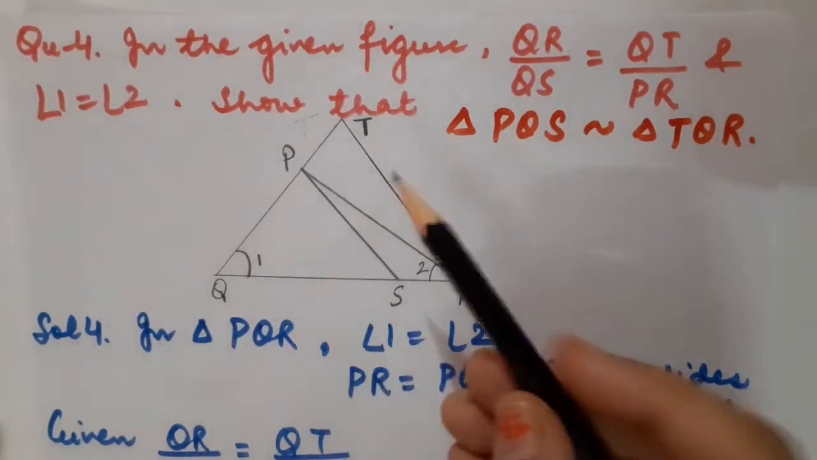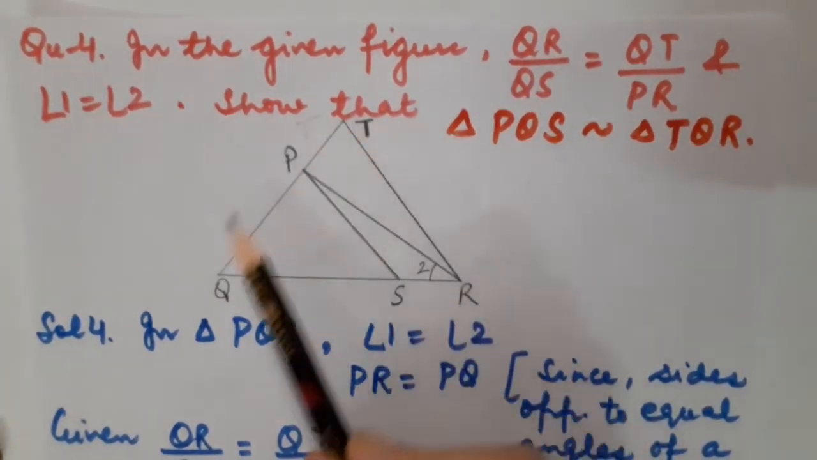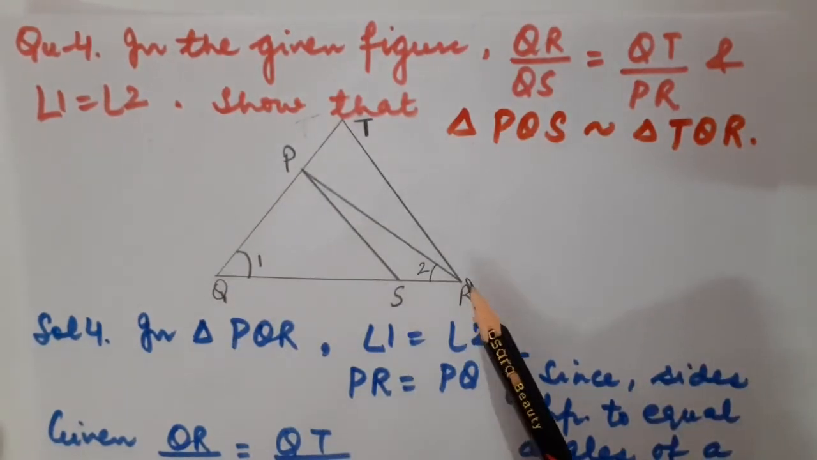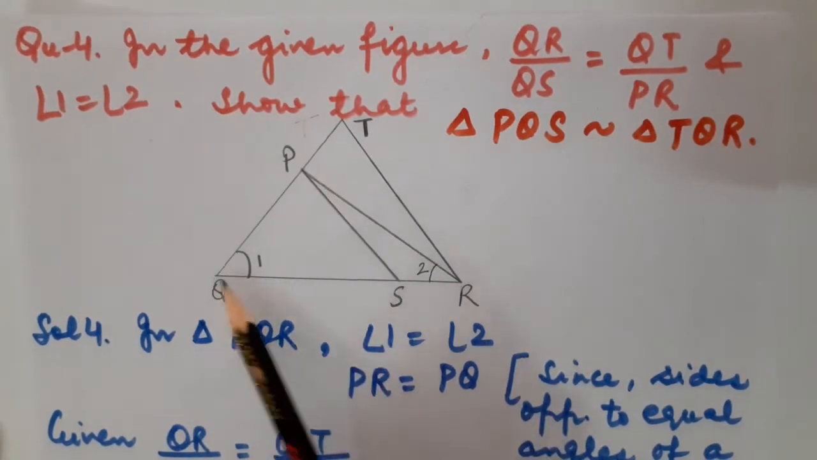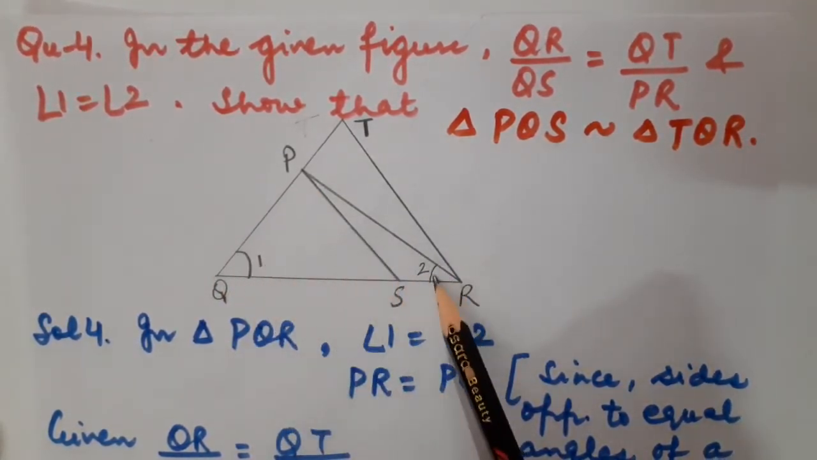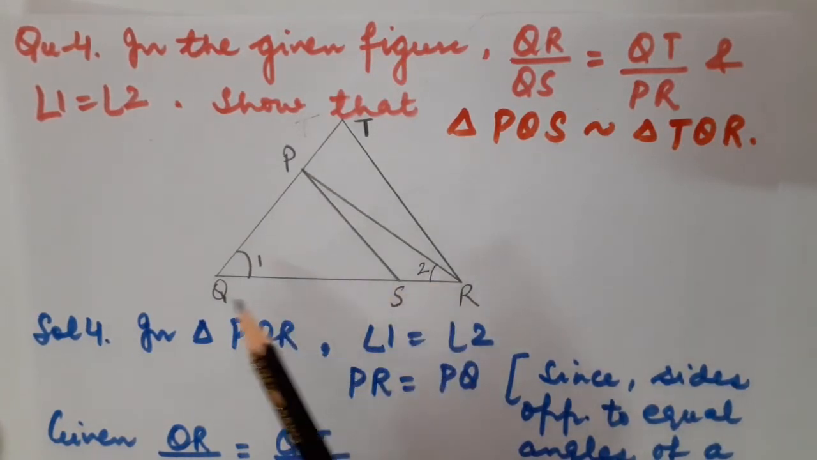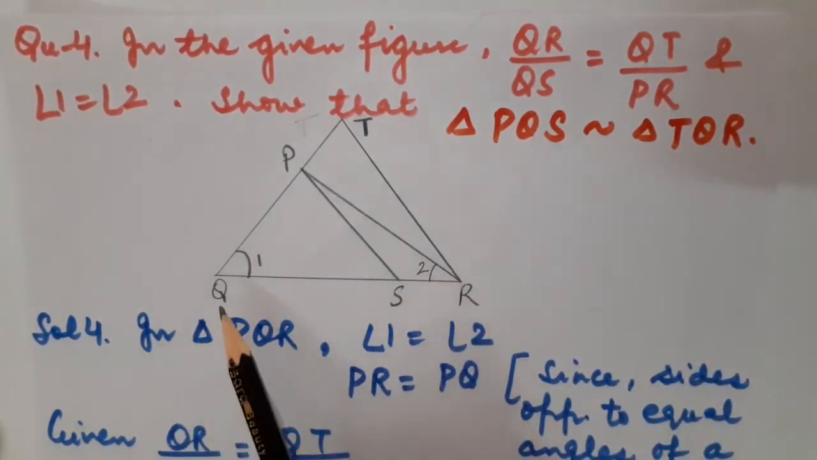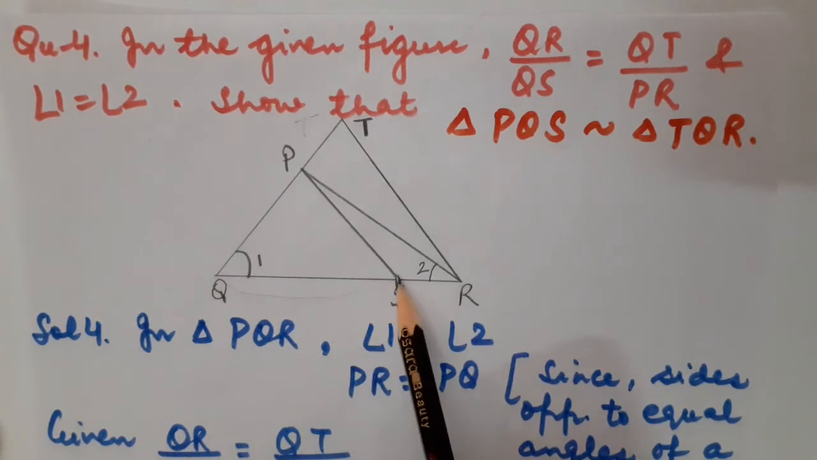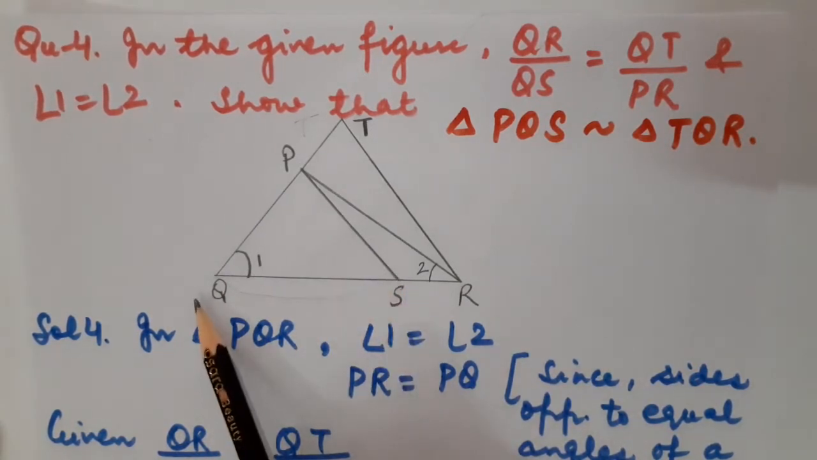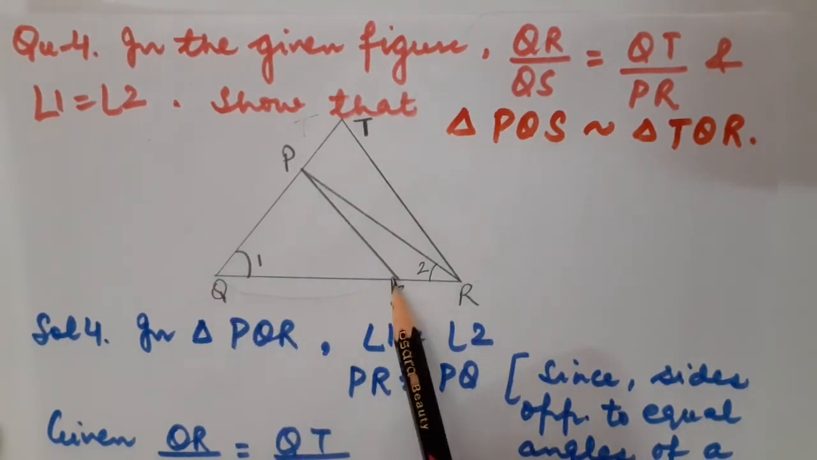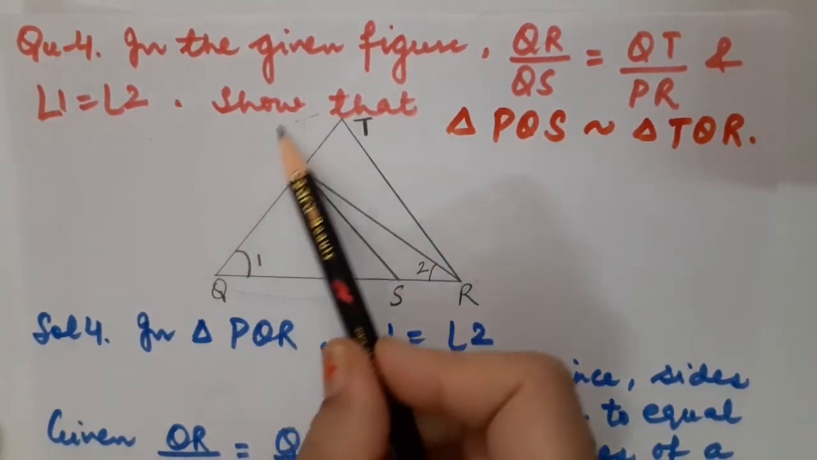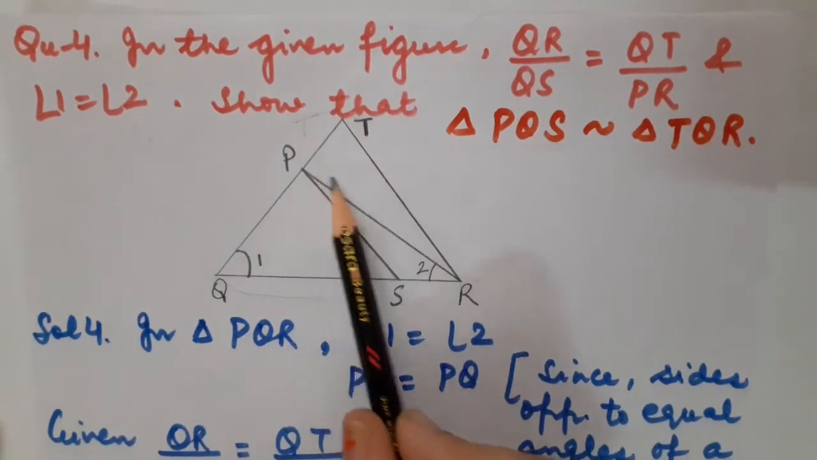Here is a triangle, you can see TQR. Fine. And one more triangle is made in the same bigger triangle, that is PQS, in such a way that angle 1 must be equal to angle 2. And we have one relation given equal, that is QR upon QS is equal to QT upon PR.